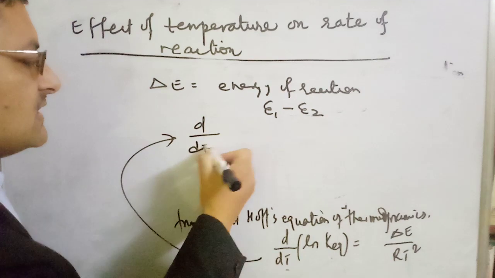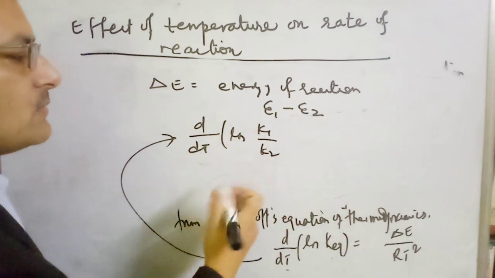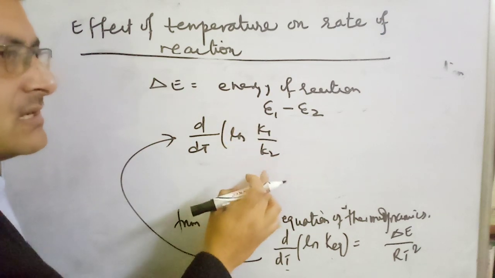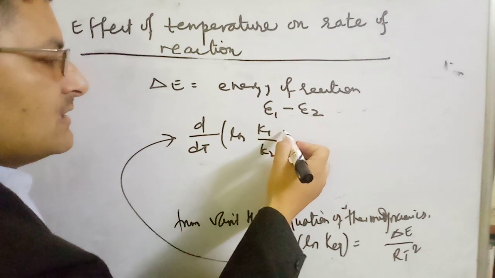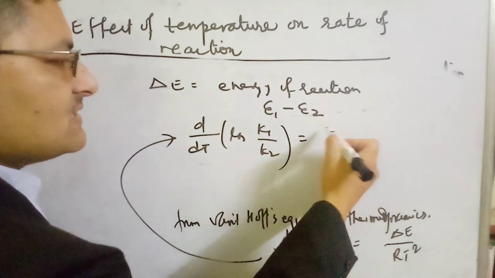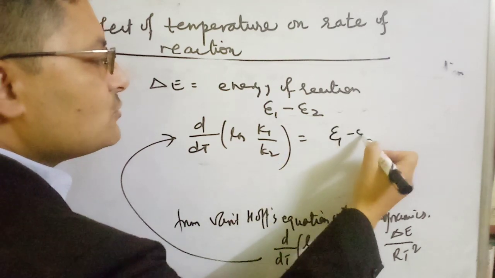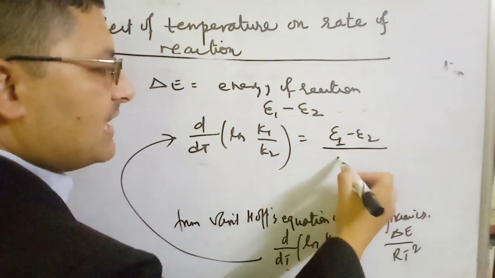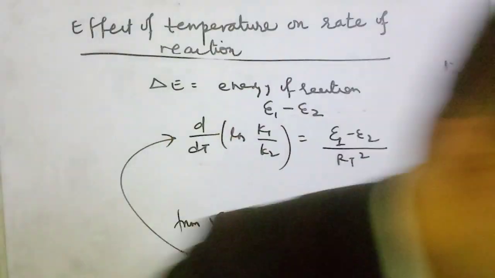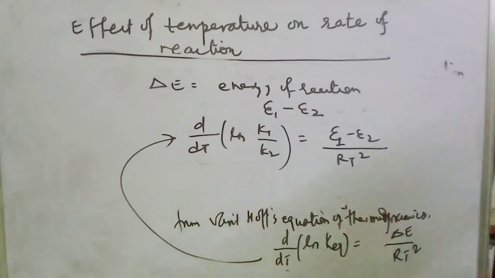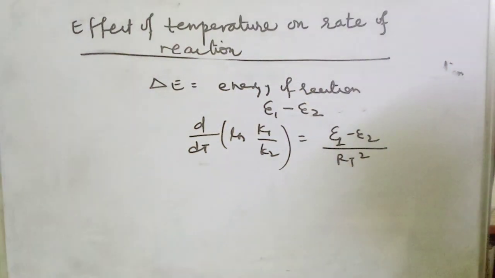d upon dt of ln K_eq, where K_eq is K1 upon K2, K1 for forward and K2 for backward, these are constants for forward and backward. That you can easily write as delta E, and delta E can be written as E1 minus E2, I have already told you, divided by RT square. So this is just a simplification of the given Van 't Hoff equation. Now let us simplify this equation further.